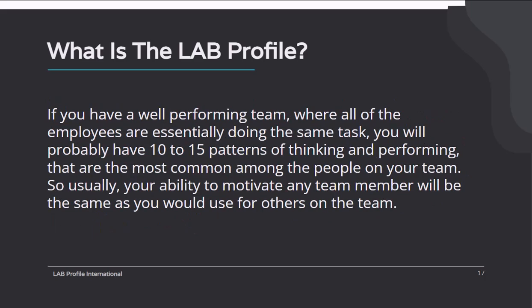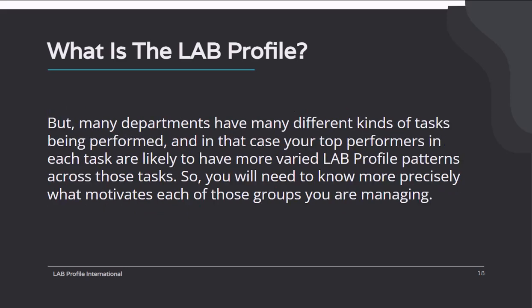If you have a well-performing team where all of the employees are essentially doing the same task, you will probably have some 10 to 15 patterns of thinking and performing that are the most common among the people on your team. So usually your ability to motivate any team member will be the same as you would use for others on the team. But many departments have many different kinds of tasks being performed, and in that case your top performers in each task are likely to have more varied lab profile patterns across those tasks. So you will need to know more precisely what motivates each of these groups you are managing.